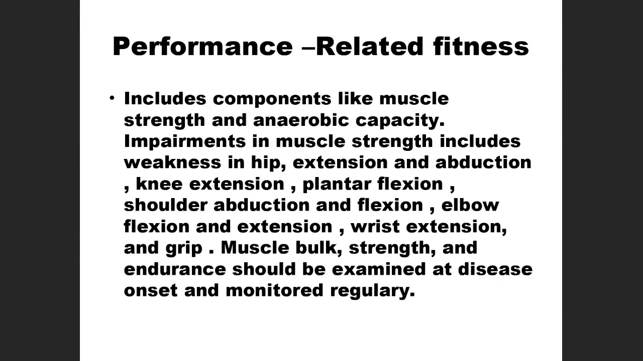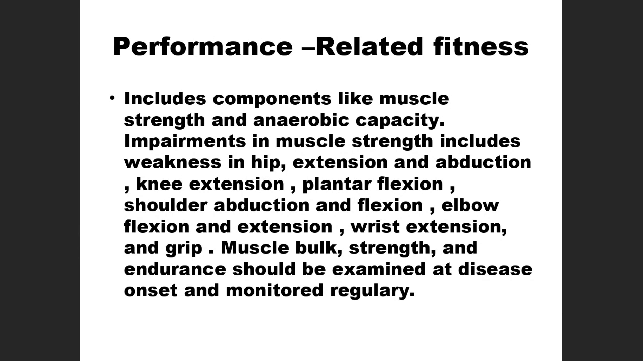Then it includes components like muscle strength and anaerobic capacity evaluation. Impairments in muscle strength include weakness especially in the hip, in extension and abduction, knee extension, and plantar flexion. These will be weak. Shoulder abduction, shoulder flexion, elbow flexion and extension, wrist extension and grip. These muscles will be weak.